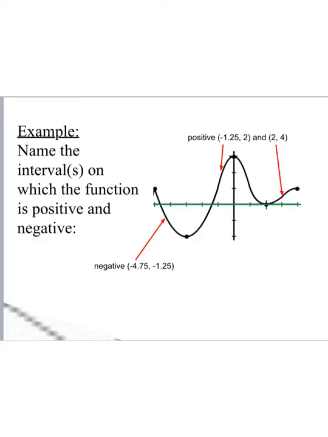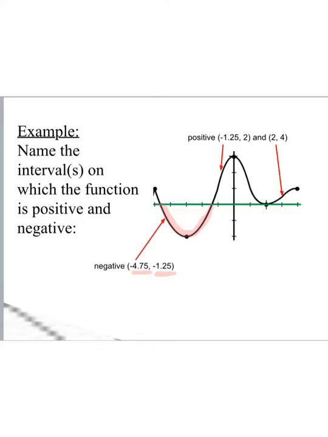Here's an example. It says name the intervals on which the function is positive and negative. If you look, the negative part of the graph is from this point all the way over to this point. Even though we can't tell exactly where it is, it looks to be at negative 4.75 all the way over to negative 1.25.